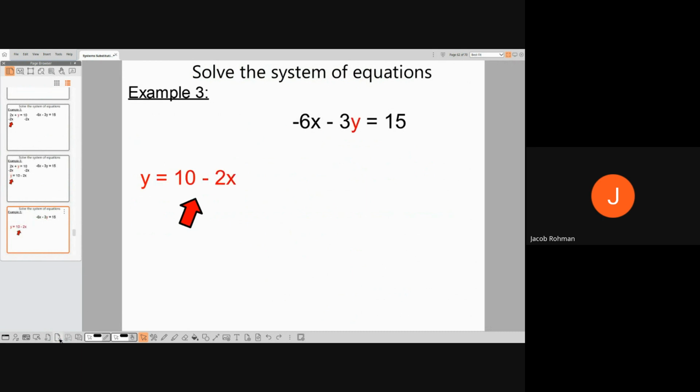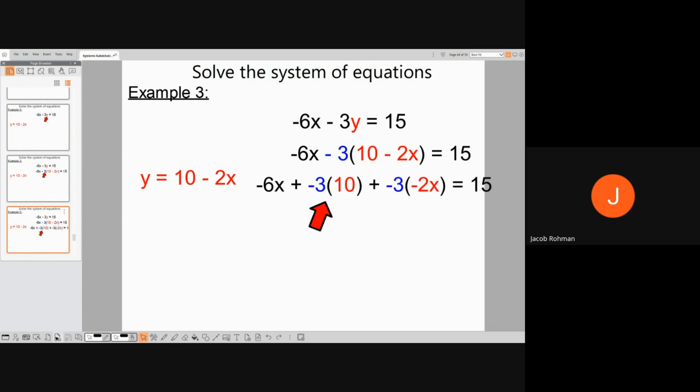Now I can use that to substitute for y over in this equation, and we're replacing it. You can see that the 10 minus 2x goes inside parentheses, and you've got that -3 out here that we're going to distribute in just a moment. So we're going to take -3 times 10, and then -3 times -2x. Notice the negative times the negative here. That's very, very important. So when we actually multiply those, you get -30 and positive 6x.